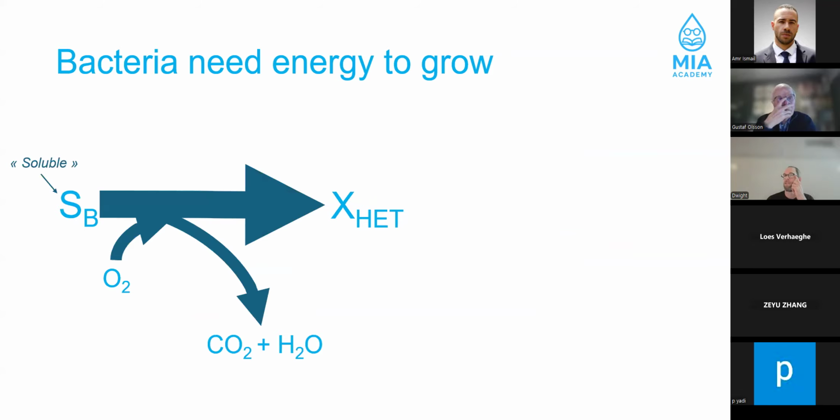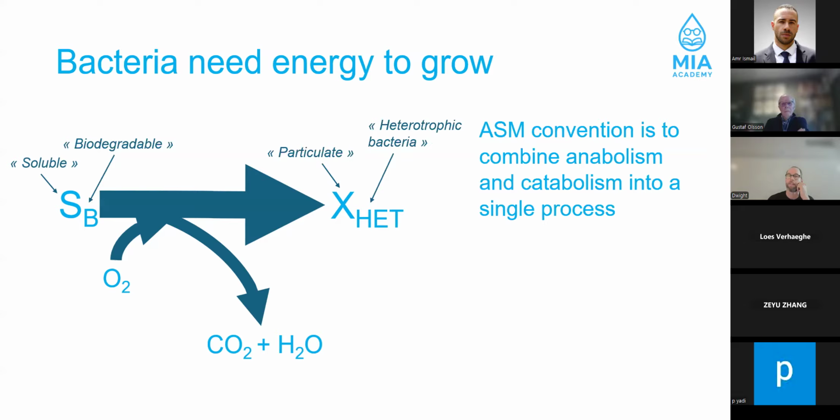So in case you're not familiar with the nomenclature we use here, in SB, the capital S stands for soluble. The little b in subscript stands for biodegradable. When we talk about the biomass that we're producing, the capital X stands for particulate, because biomass is not soluble, it's a solid material. And the Het stands for heterotrophic bacteria. So there it is, the two processes of respiration and growth coupled into a single process. And that's the convention when we do ASM modeling. So we combine the two into a single process.